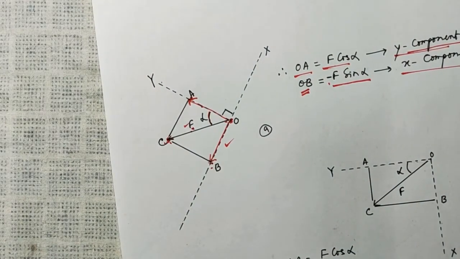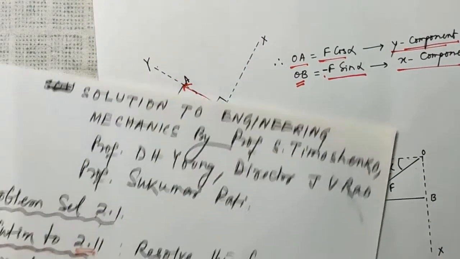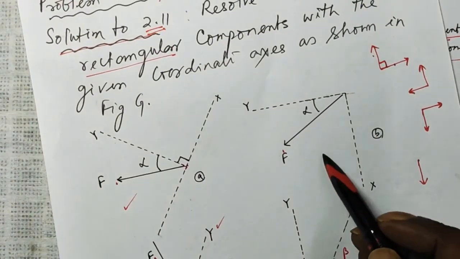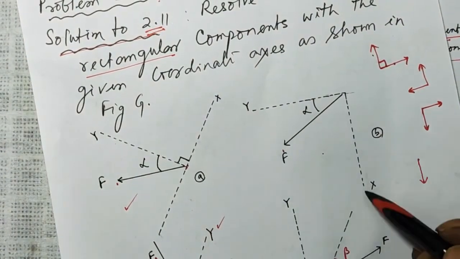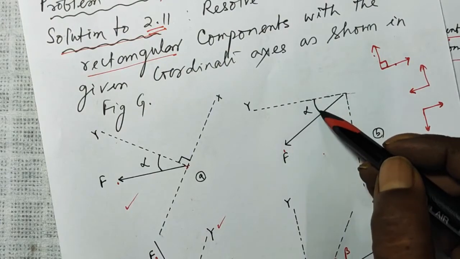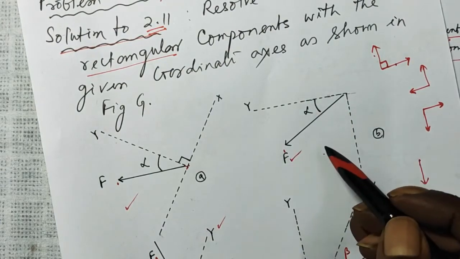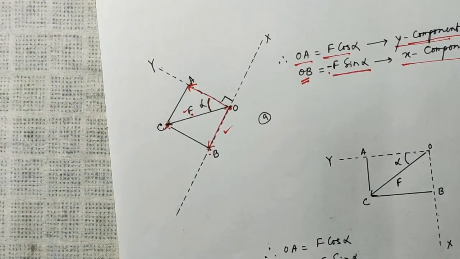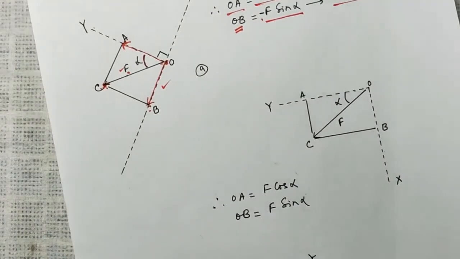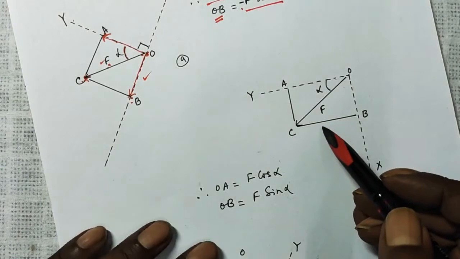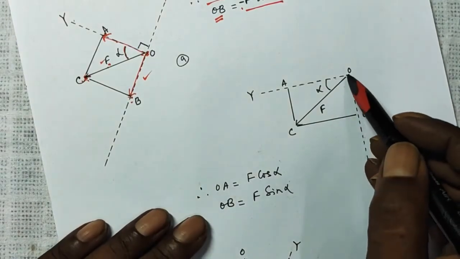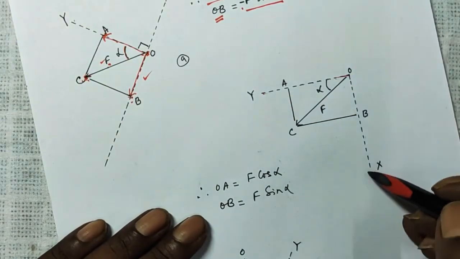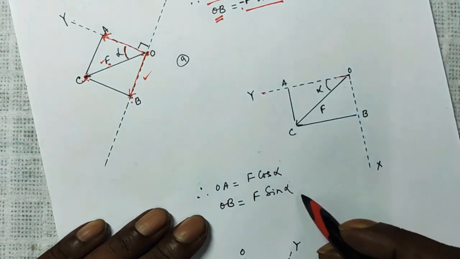Then coming back to the second one in the question here, positive y-axis, positive x-axis, this is the force F, this angle is alpha. Let us find the rectangular components of F. So I have redrawn the diagram again for you here while solving. This is your positive y-axis, this is your positive x-axis, this is your force.